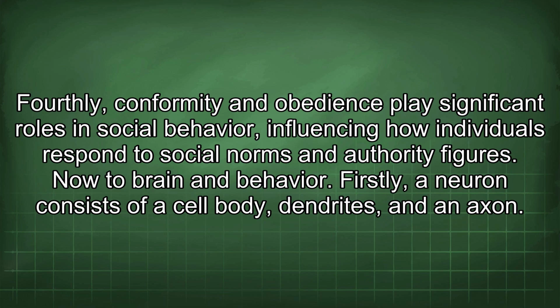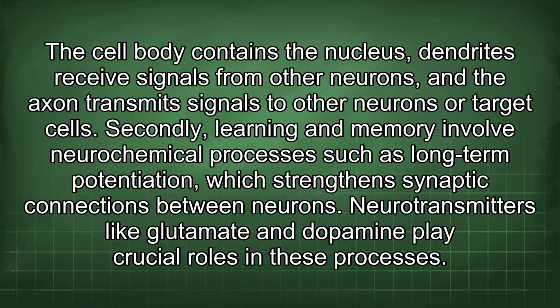Firstly, a neuron consists of a cell body, dendrites, and an axon. The cell body contains the nucleus. Dendrites receive signals from other neurons, and the axon transmits signals to other neurons or target cells. Secondly, learning and memory involve neurochemical processes such as long-term potentiation, which strengthen synaptic connections between neurons. Neurotransmitters like glutamate and dopamine play crucial roles in these processes.